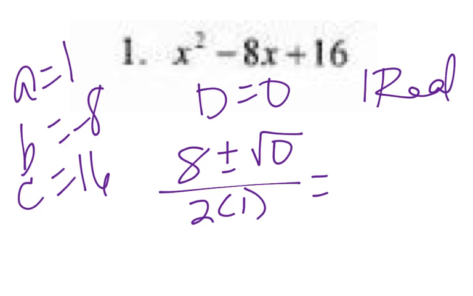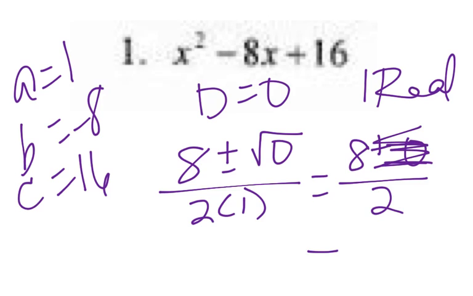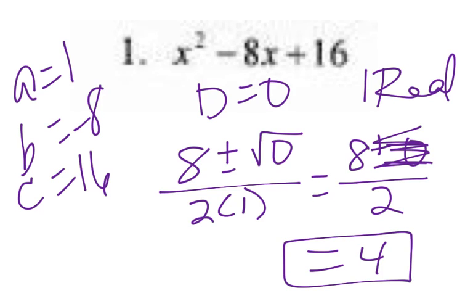So I know that the square root of 0 is 0. So 8 plus or minus 0 over 2 times 1 is 2. 0 is actually going to make no change. So it's 8 over 2, which is 4. I was supposed to have one real root. I have one real root.